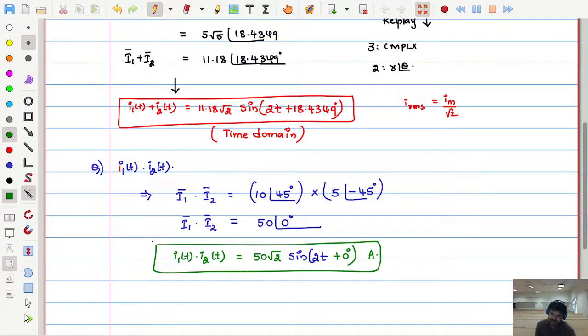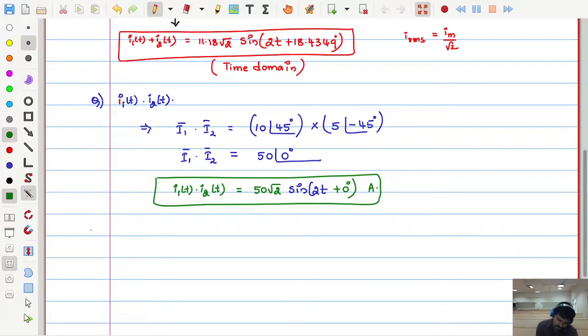So in this way, besides these additions, if you want, you can take one more step ahead. Division also we can do. If we need I1 of t divided by I2 of t, how could we do this? In order to do this, we will divide the phasors first: I1 phasor by I2 phasor. How much is I1? 10 at an angle 45, divided by 5 at an angle minus 45.